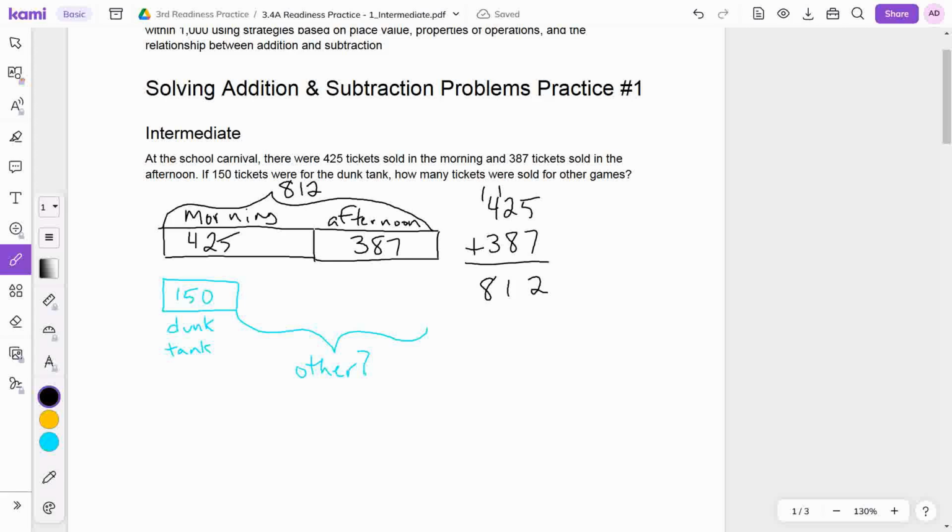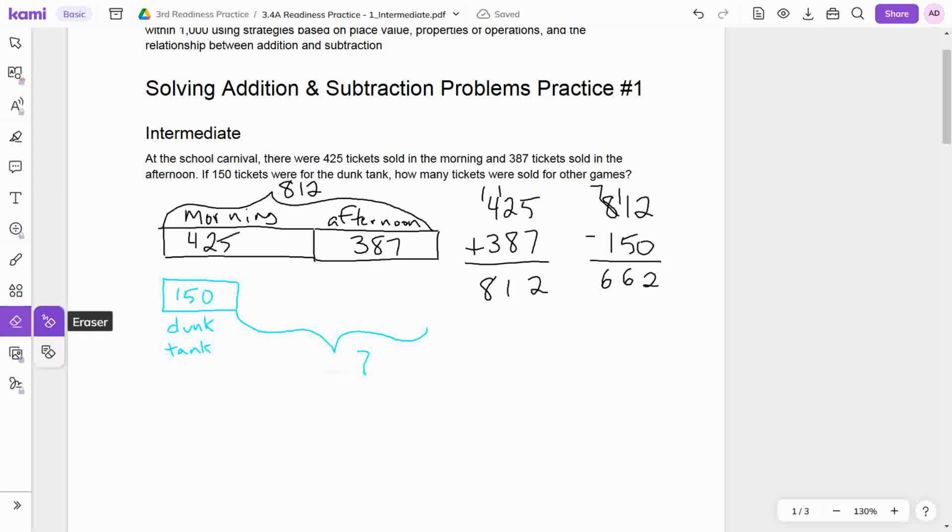So that's a part-whole relationship. So now what I can do is I can subtract that 150 from my 812. And so if I use a standard algorithm, 2 minus 0 is 2. I do need to regroup here. I need to take 100, leaving 700s, and I need to take that into 10 tens. So now my 110 turns into 11 tens. 11 tens minus 5 tens is 6 tens. And then 700s minus 100 is 600s. So I've got 662, and so that is going to be my answer.